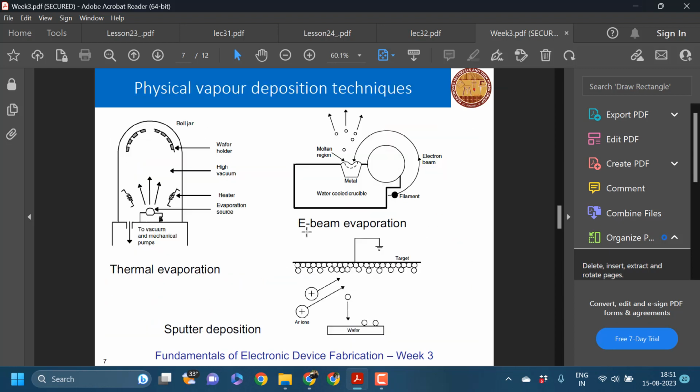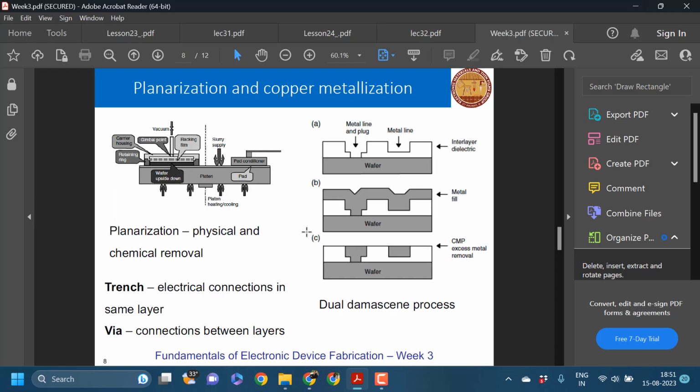So these are basically images showing various physical vapor deposition techniques like thermal evaporation, electron beam evaporation, sputter deposition. So next is planarization. So can anybody tell me what is planarization?